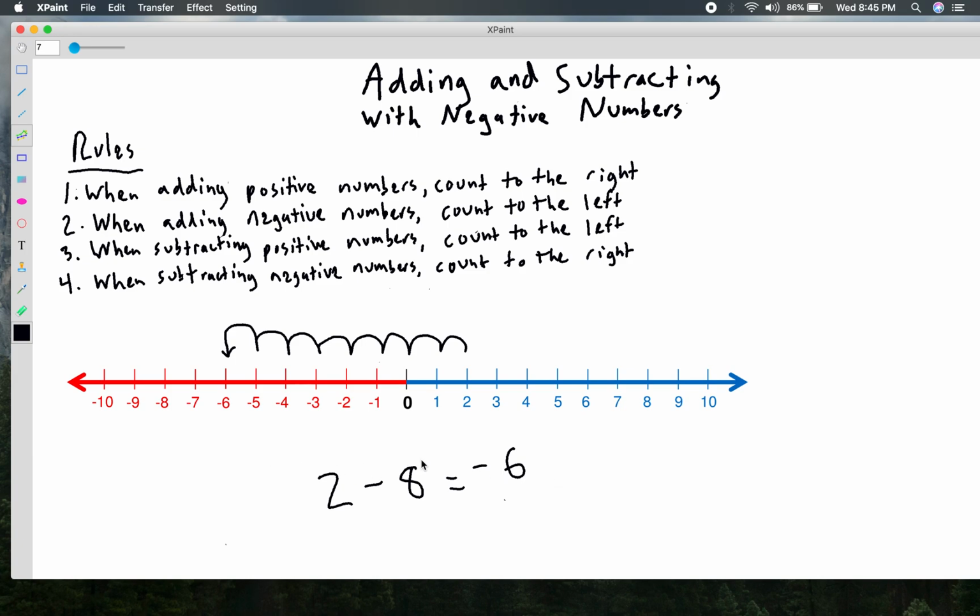So another trick you can do here when you subtract positive numbers and count to the left: 2 minus 8 is exactly the same as saying 2 plus negative 8. And when adding negative numbers, count to the left. So you could turn this problem into an addition problem. 2 plus negative 8 equals negative 6, because you're still going in the same direction. That's a little trick that you can do. But still, 2 minus 8 is going to give you negative 6.